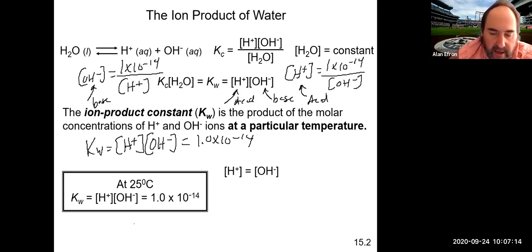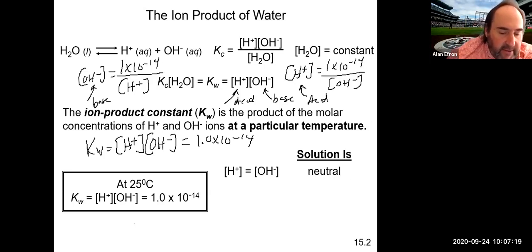So if you calculate the H plus concentration and it equals the OH minus concentration, the solution would be neutral. And by the way, that means this concentration would be 1 times 10 to the minus 7 molar at that point. And that would give you a neutral solution.